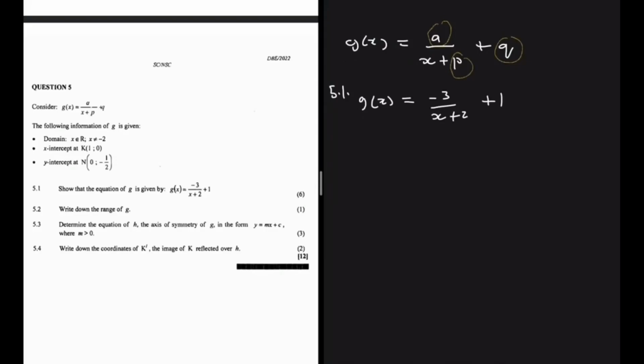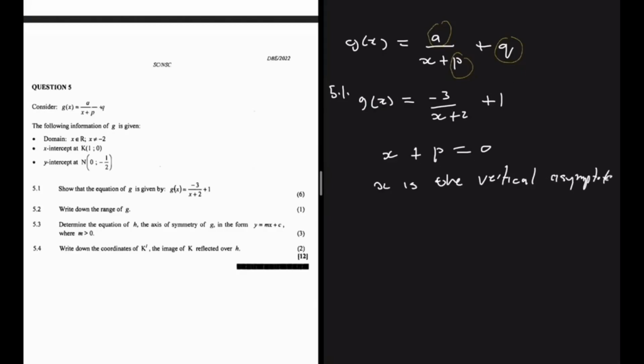So to start, the first thing I'm going to do is determine p. Because we know that x plus p is equal to 0 if x is the vertical asymptote, right? Vertical asymptote.